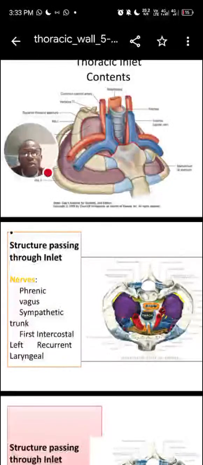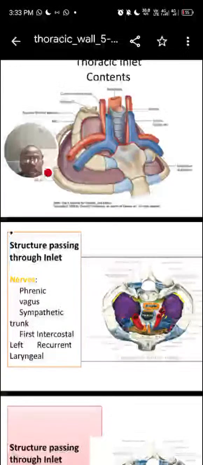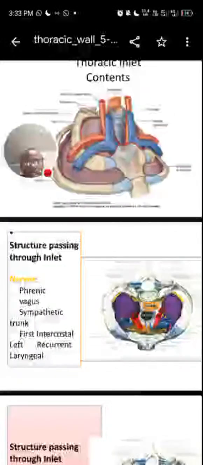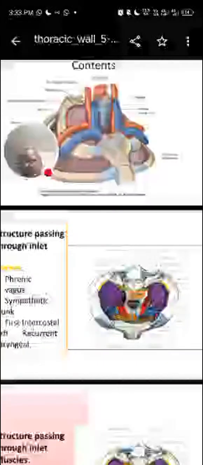How many nerves are there? One, two, three, four. Four nerves. First intercostal, left recurrent laryngeal.